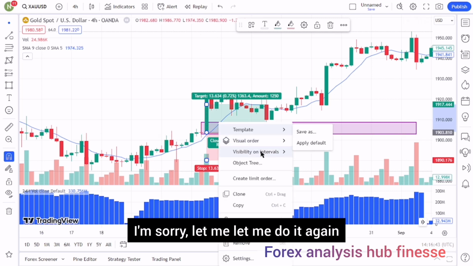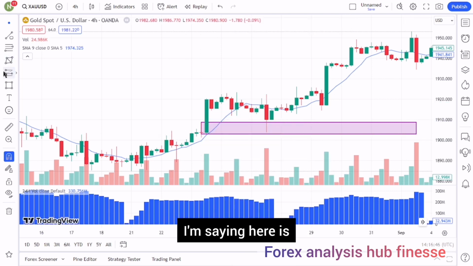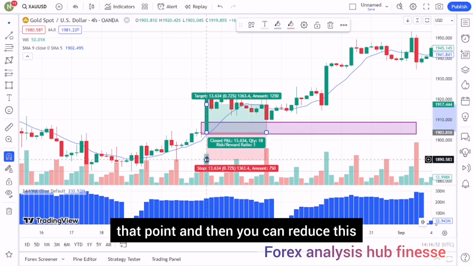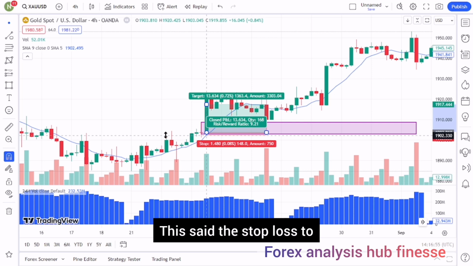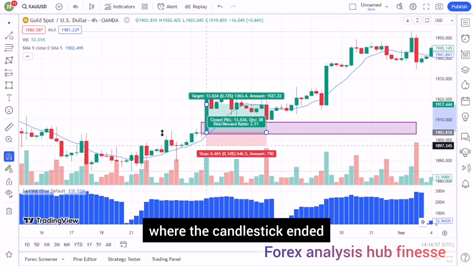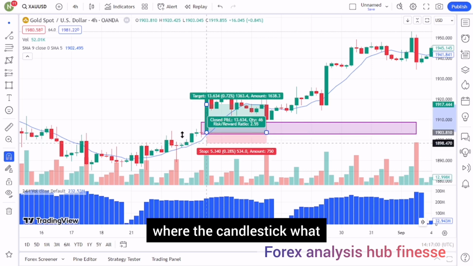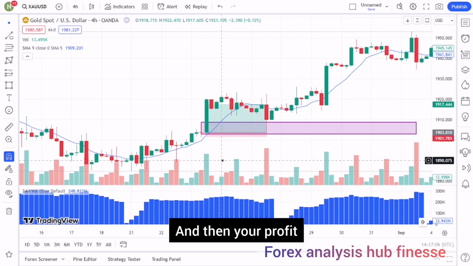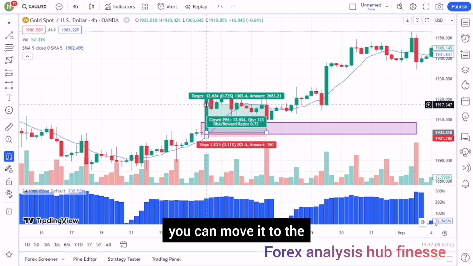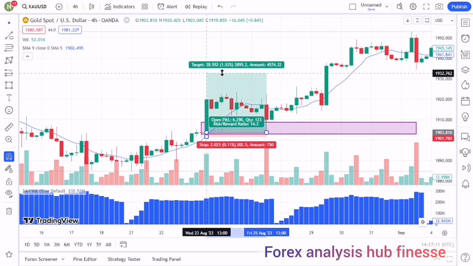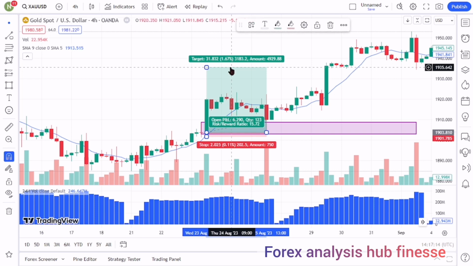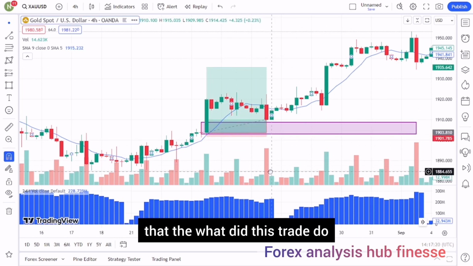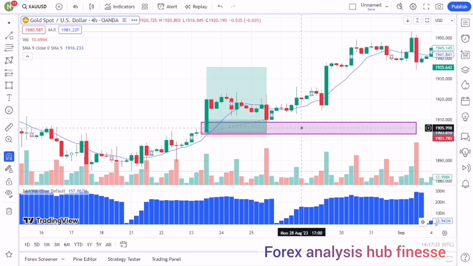Let me do it again. Here is where you can put your buying area, and then you can place the stop loss where the candlestick ended. That is the point, and then you can move your profit target to the next key level, which was around there. You see, when you move it to the next key level, you can see what this trade did. It came here.